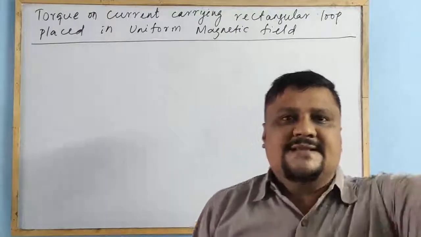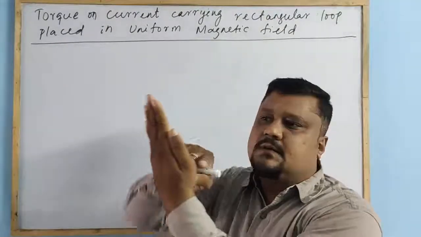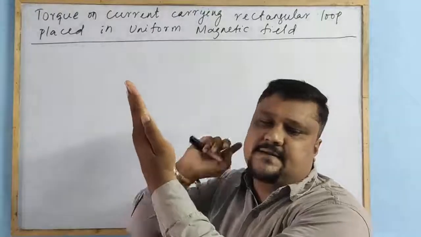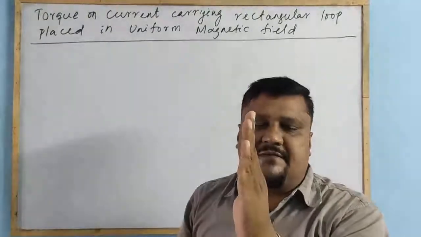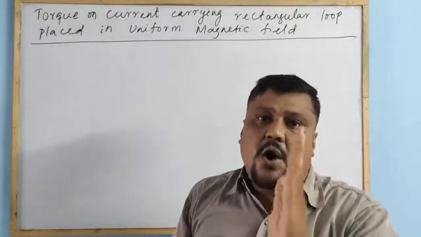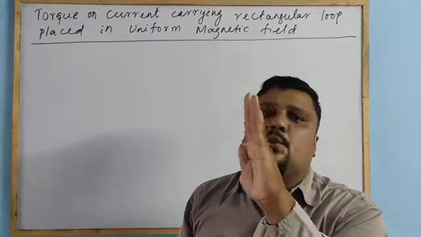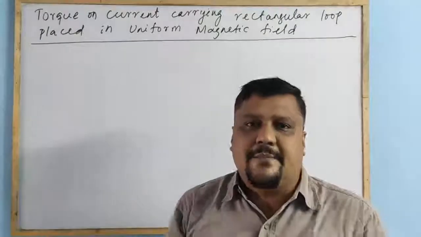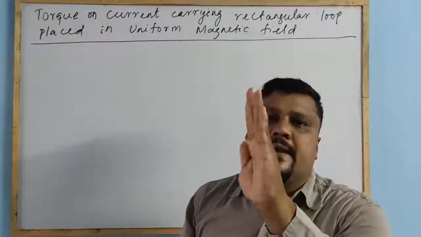Means there is a rectangular loop having length L and breadth B, placed in a uniform magnetic field, and a current is flowing in the loop. Then a torque acts on the loop. Means the loop will rotate in the magnetic field. If torque acts, it gives rotational motion, so the loop will rotate.